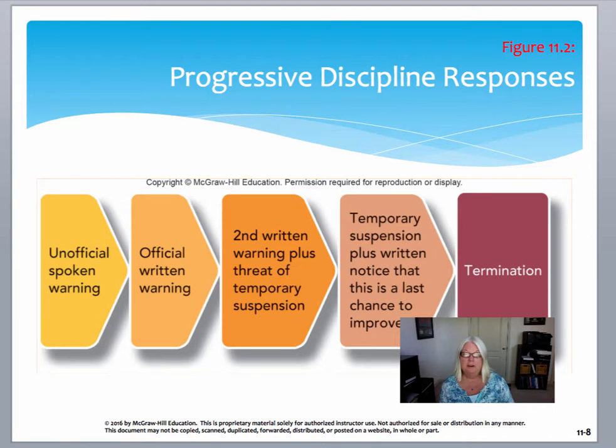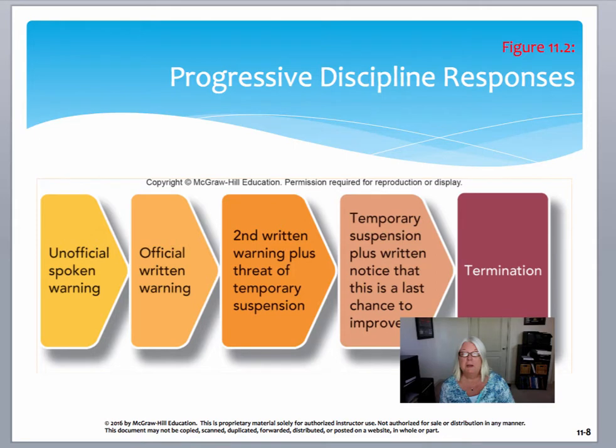And this shows a progressive discipline system where at the first step, let's say an employee is late or they're absent or they do something that's unsafe in the workplace. They would be given a verbal warning, okay, where they're just talked to. Then they'd be given a written warning, then a second warning, and then if it happens again, they would be suspended, and then lastly, termination.